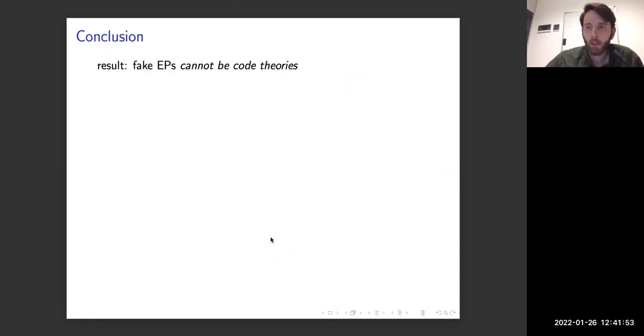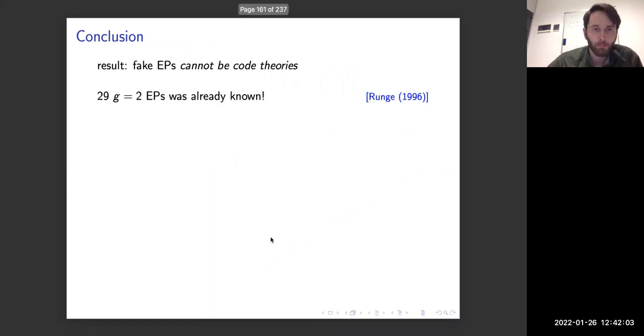Okay, so let me say some of my conclusions from this section. The first conclusion is the fake enumerator polynomials cannot be code theories. And actually, we found after doing this that this number 29 was already known from the code point of view by Runge. So it's a little disappointing when we saw it, but okay, that's how it goes. So I would phrase our result as a sort of translation of this method into a sort of CFT-centric point of view.